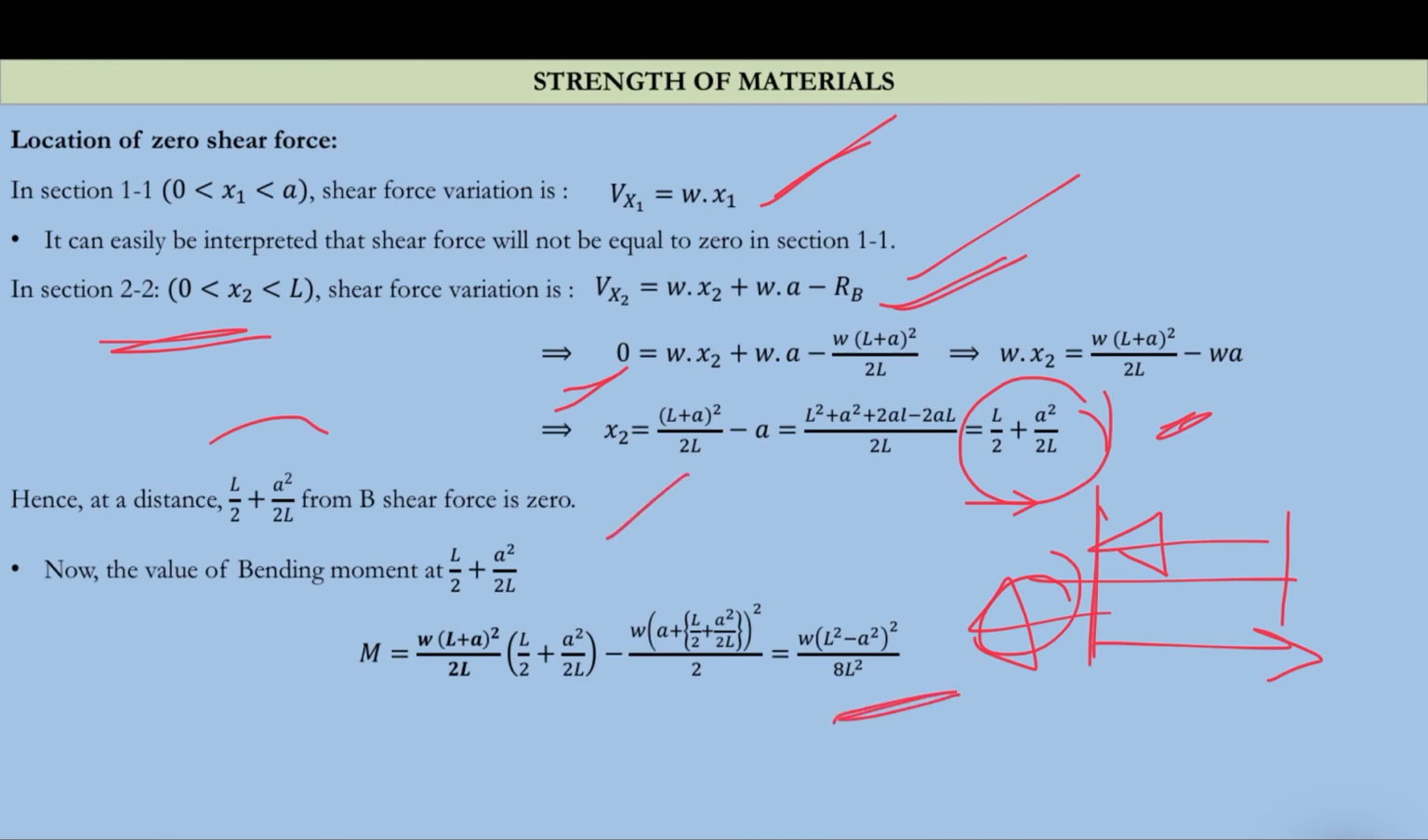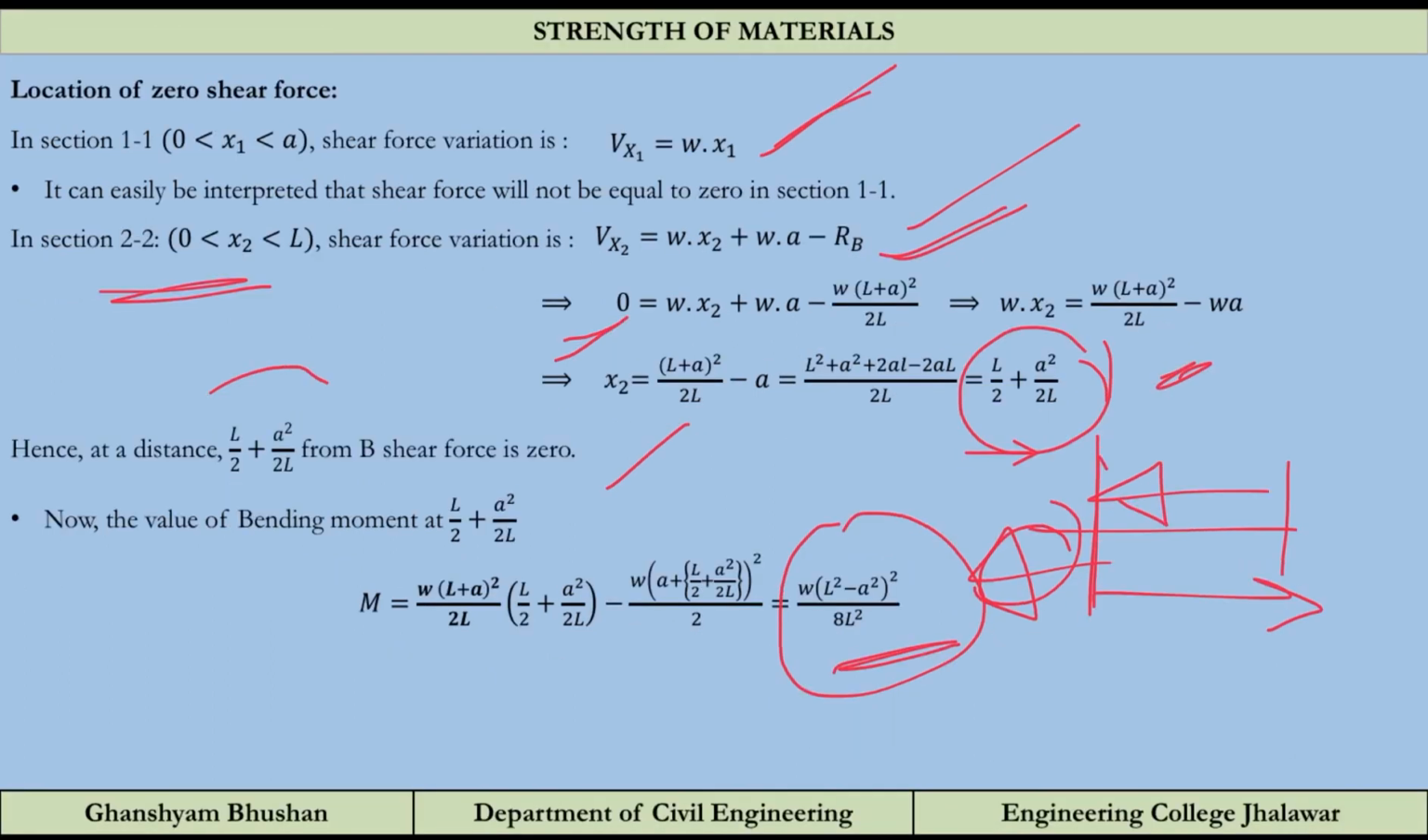Then we can calculate the bending moment. The bending moment is coming out to be W into (L square minus A square) whole square by 8L square. This is the maximum value of bending moment, because at the location of 0 shear force the bending moment can be maximum or minimum. So this is the maximum value, which you can confirm by comparing.